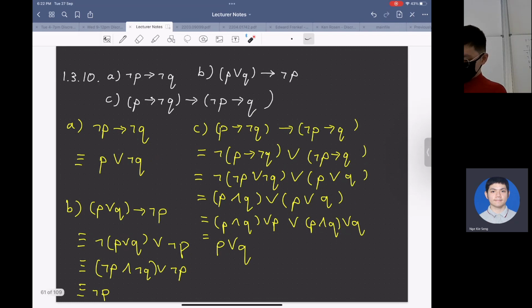Okay, next. 1.3.10 talks about this: they don't want you to write implication, they want you to write the conjunction and disjunction form. So you can do the algebra. And it's better if you can state what step you have used.